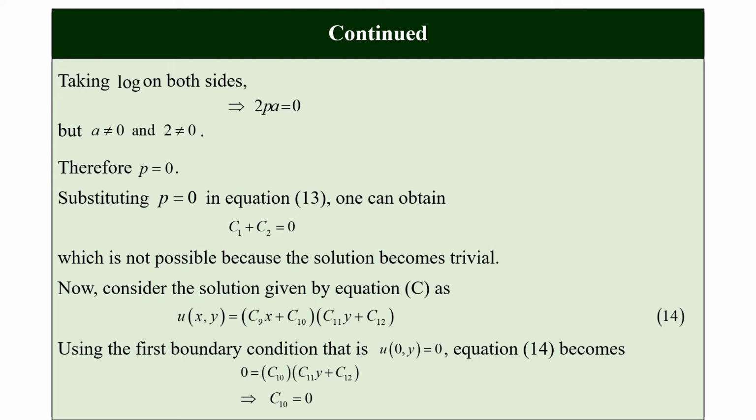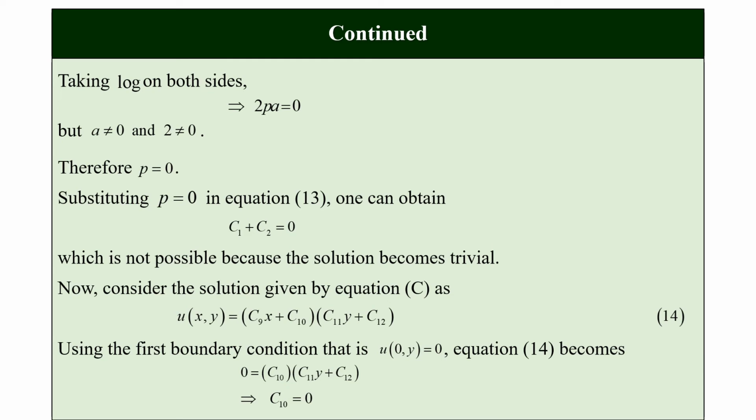So the solution given by equation C is in the form of equation 14, and here again we use the first boundary condition, that is when x is equal to 0 the value of function u is equal to 0. The above equation becomes u is equal to 0, so our left hand side is 0, x is equal to 0, so the first term becomes 0, and we will have c10 into c11y plus c12 is equal to 0, and this implies the value of c10 is equal to 0.